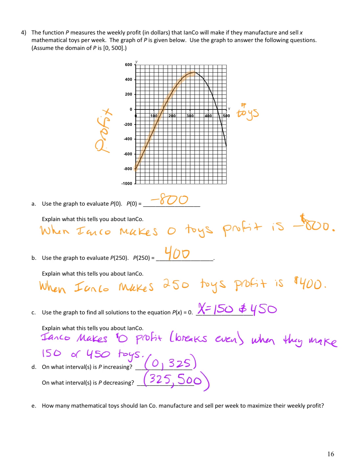How many mathematical toys should E&Co manufacture and sell per week to maximize profits? I think 325. That's where profits are highest.